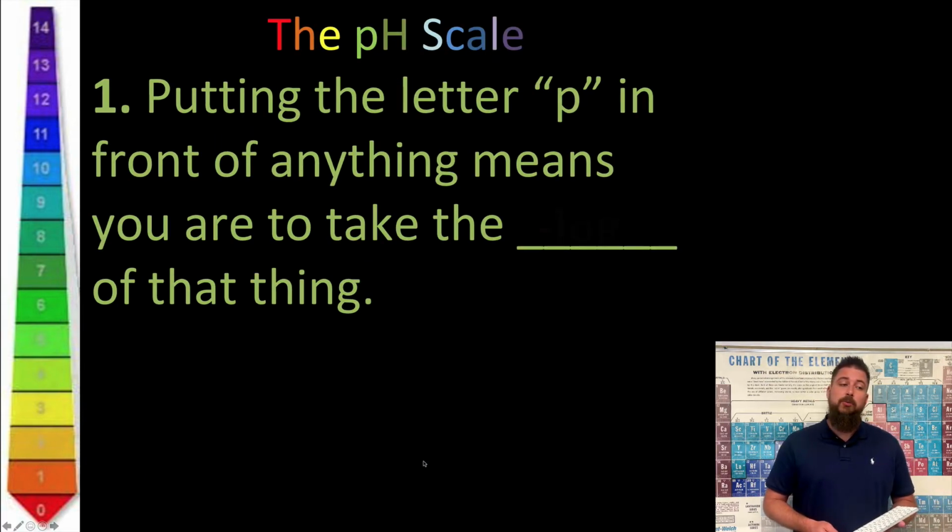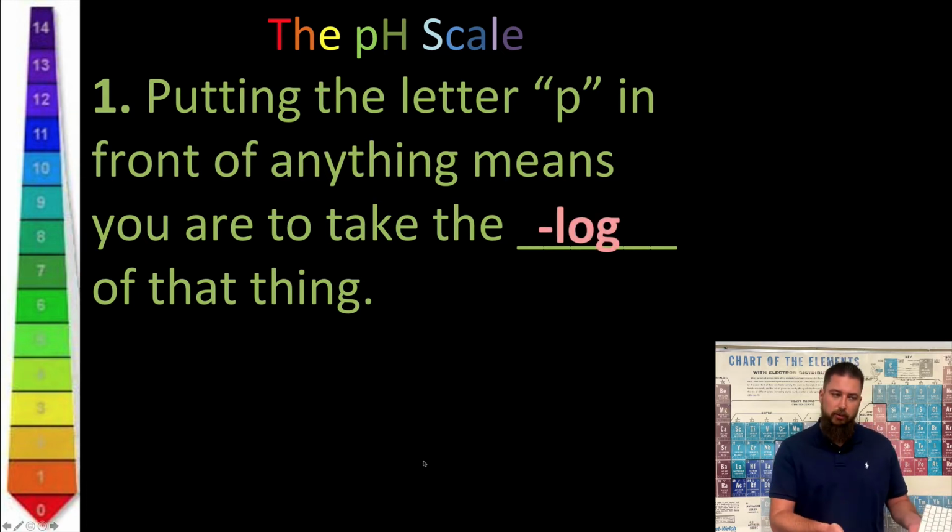Whenever you put the letter P in front of anything, and this isn't just for pH, it's also for pOH and other things as well, what you're saying is that you've taken the negative log of that thing. So if we have something like 5.4 times 10 to the negative 3, the pH scale makes it so that we can have a simpler number. In this situation the pH would be like 2.6 or something like that.